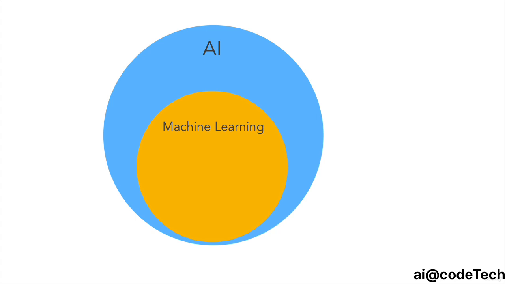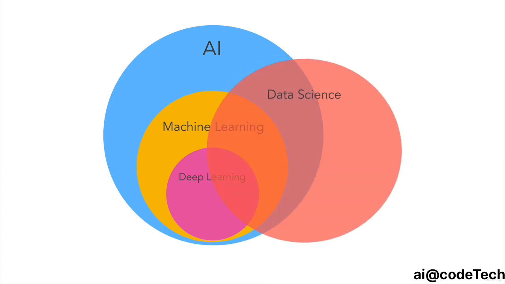Now, you may have also heard of deep learning. And deep learning, or deep neural networks, is just one of the techniques for implementing machine learning. For now, you can just think of it as a type of algorithm. But then we have this other thing that we've heard of, right? That's also very popular. That is data science.